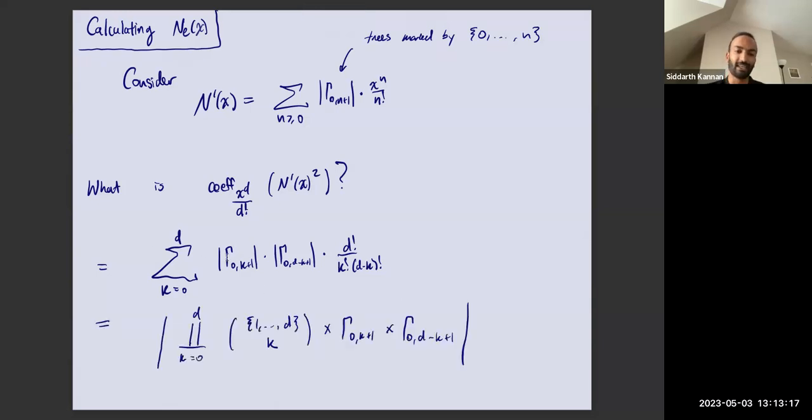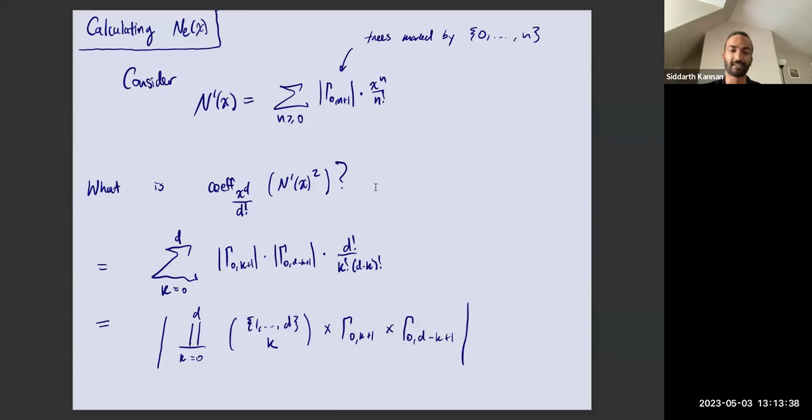But we can think about this coefficient as the size of some set. It's the size of this disjoint union from k equals 0 to d, where you have a k-subset of d, that's this binomial coefficient, then a tree with k plus 1 leaves, and then a tree with d minus k plus 1 leaves. That's what this coefficient is counting.